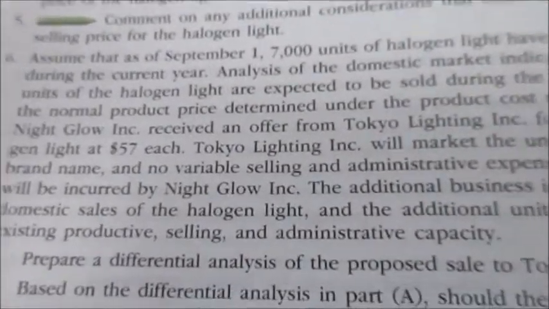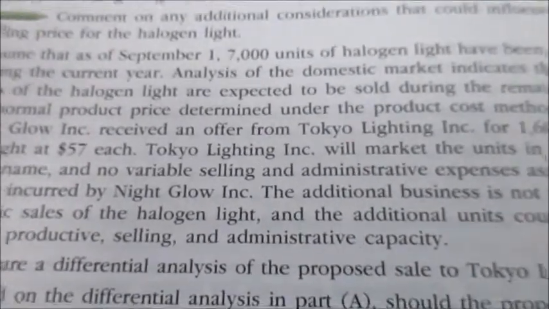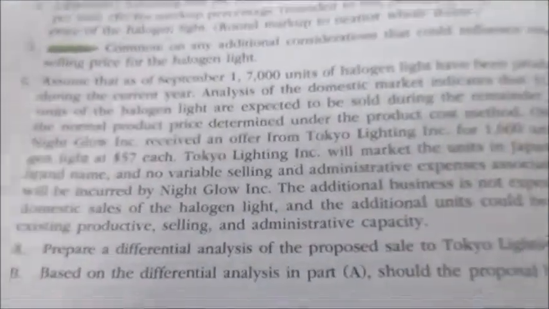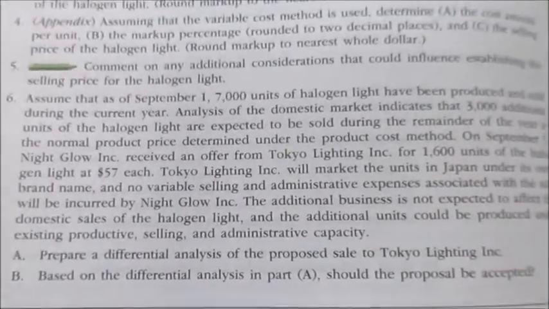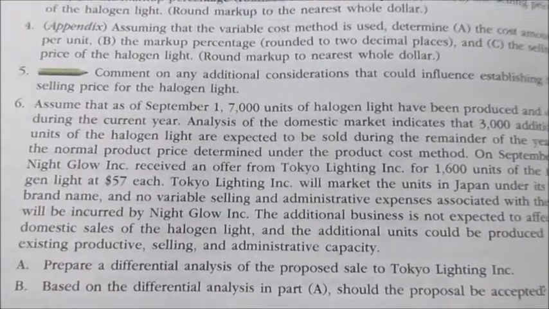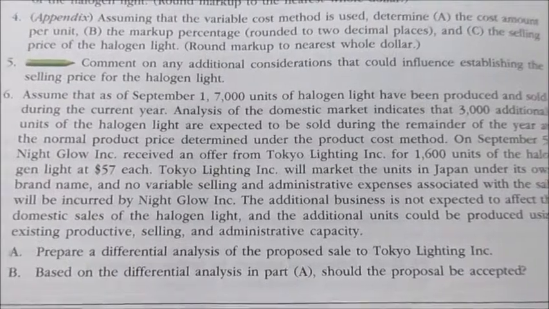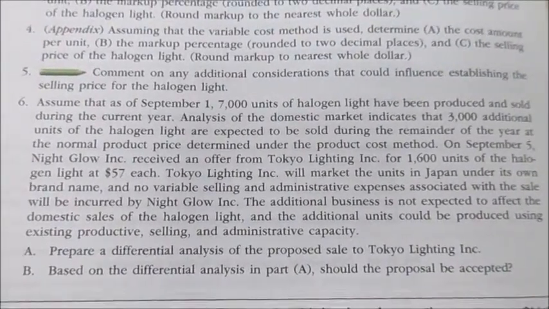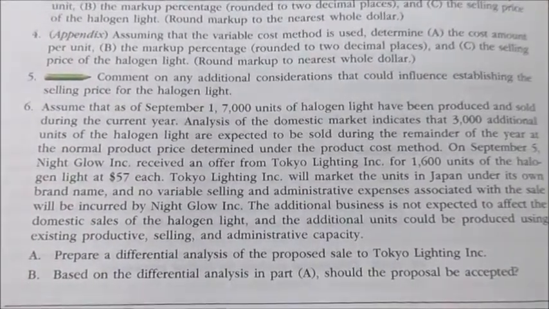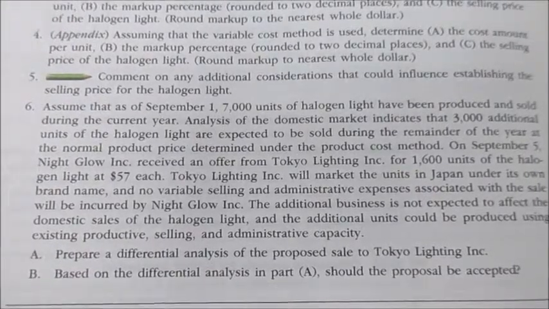Okay, so now we're going to jump to step 6. 3 and 4 are looking at the appendix, which you are more than welcome to go through and complete, but we're going to move on to step 6. Step 6 says assume that as of September 1st, 7,000 units of halogen lights have been produced and sold during the current year. The analysis of the domestic market indicates that 3,000 additional units are expected to be sold during the remainder of the year at the normal product price determined under the product cost method.